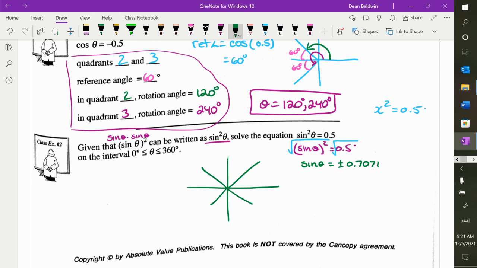All right, we need to find the reference angle. So you do sine to the minus 1 of the positive or the negative? Positive. It's always the positive. What's my reference angle?